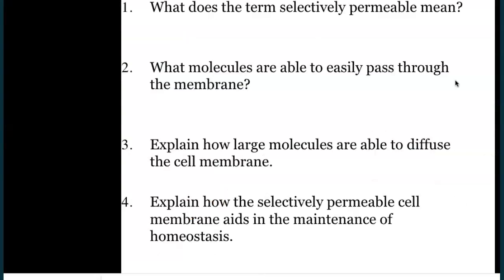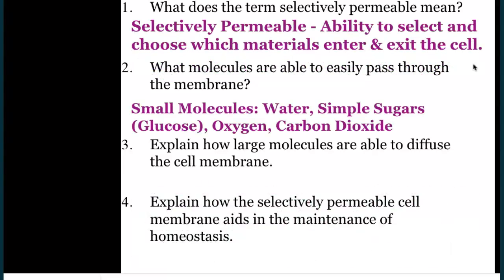What do you think? What does the term selectively permeable mean? What molecules are able to easily pass through? Smaller molecules. Good. Okay. And what about those larger molecules? Like they get digested into smaller monomers and then they can move through. Good.